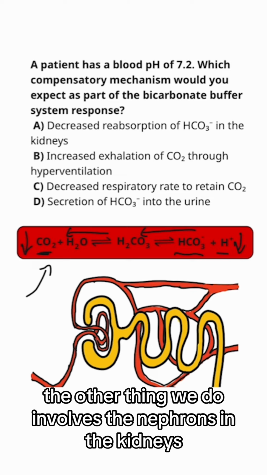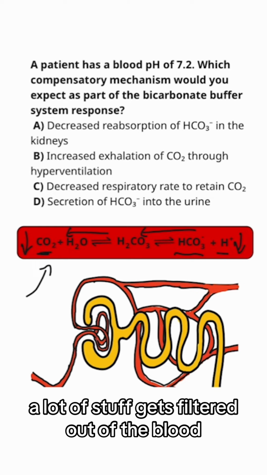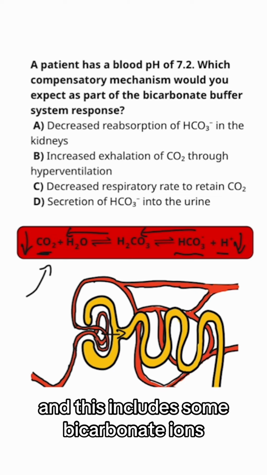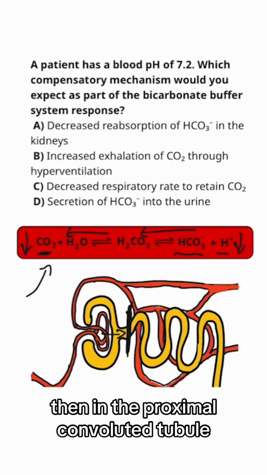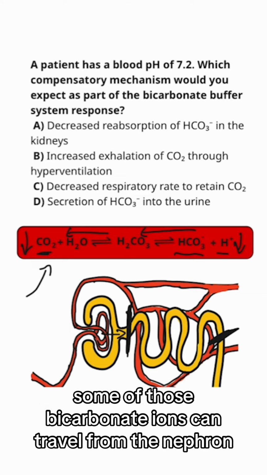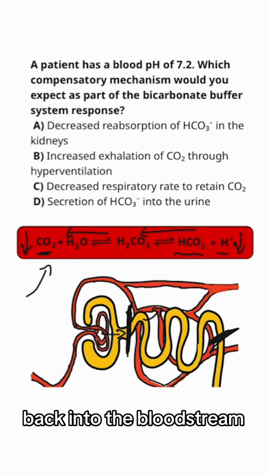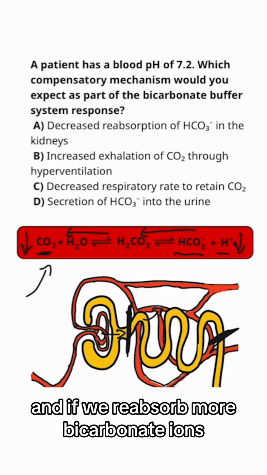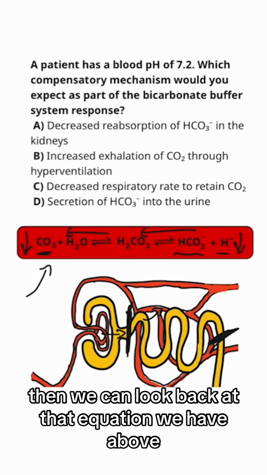The other thing we do involves the nephrons in the kidneys. A lot of stuff gets filtered out of the blood and enters the Bowman's capsule of the nephron, and this includes some bicarbonate ions. Then in the proximal convoluted tubule, which is this section of the nephron between those two lines I just drew, some of those bicarb ions can travel from the nephron back into the bloodstream in a process called reabsorption.